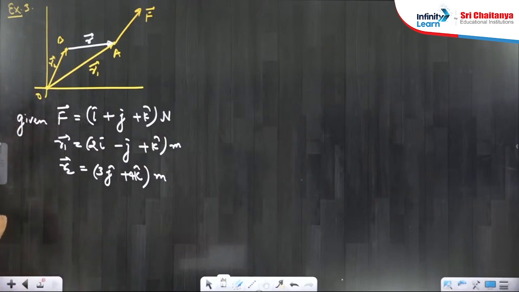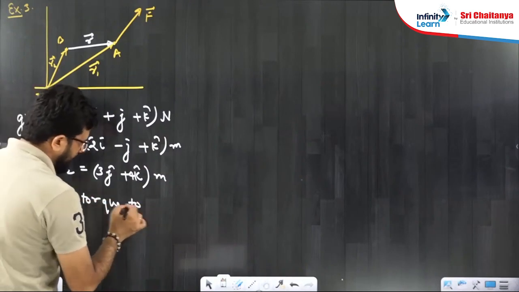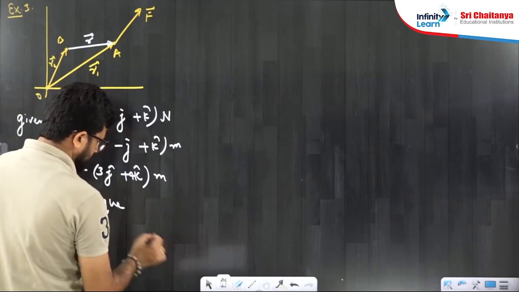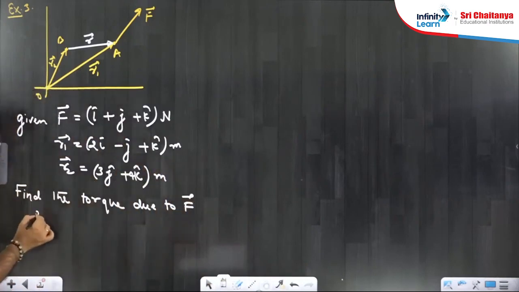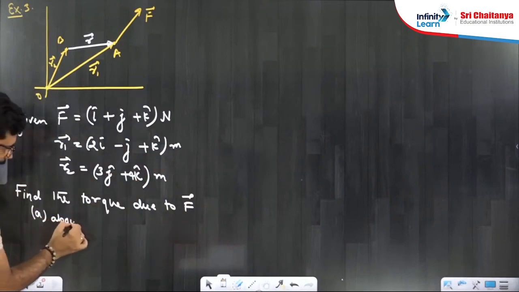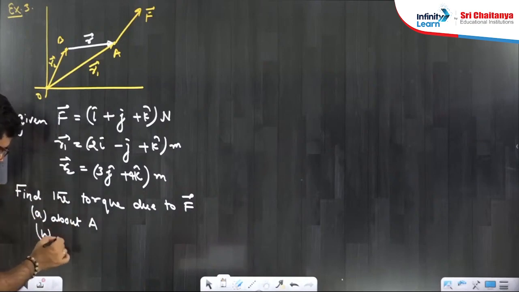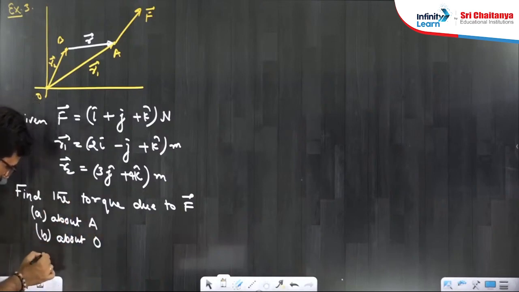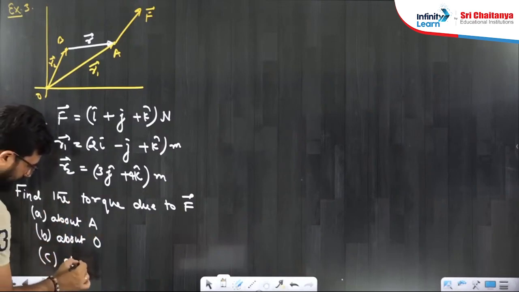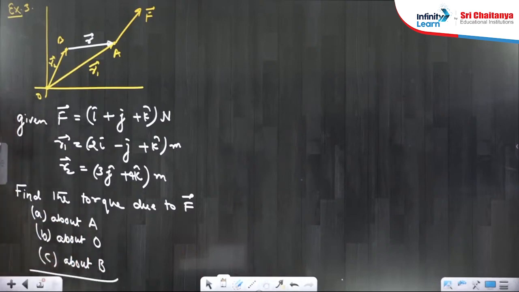Now the question is very simple. Find the torque due to F, first about A, second about O, and third about B. These are three simple questions we have to understand.